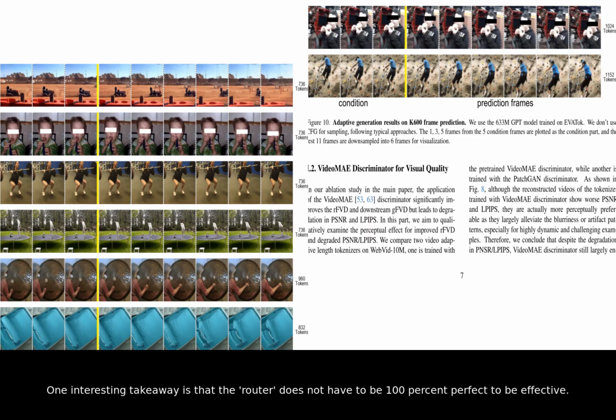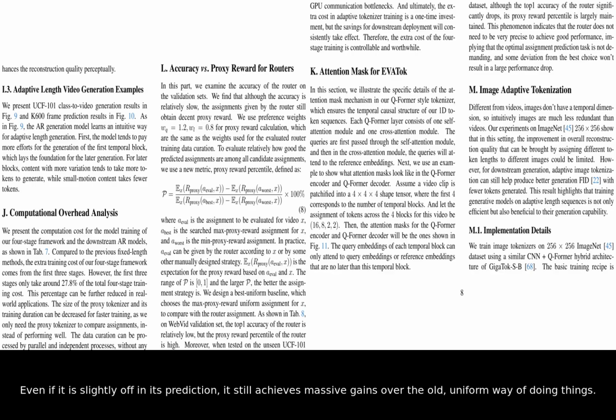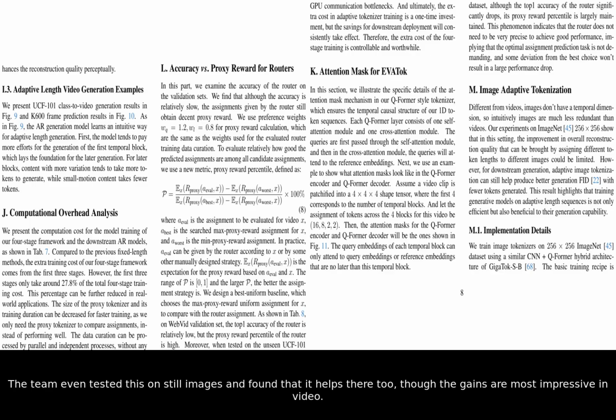One interesting takeaway is that the router does not have to be 100% perfect to be effective. Even if it is slightly off in its prediction, it still achieves massive gains over the old, uniform way of doing things. The team even tested this on still images and found that it helps there too, though the gains are most impressive in video.